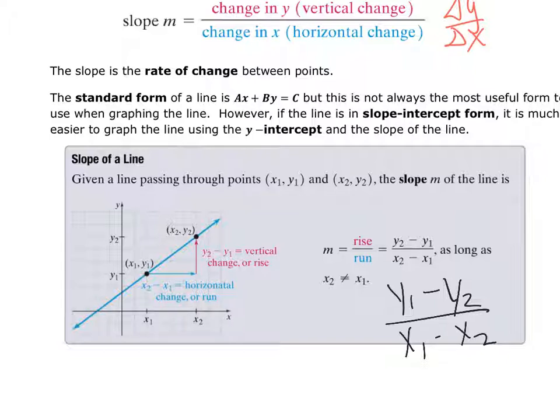What I mean by consistent is, if we look at our first one up here, we have the y2 first in the numerator, and we have the x2 first in the denominator. And in this one, I have y1 first, and I have my x1 first. As long as you're consistent, you should be fine. If you mix them up, if you write it as y1 minus y2 over x2 minus x1, then you won't get the right slope.